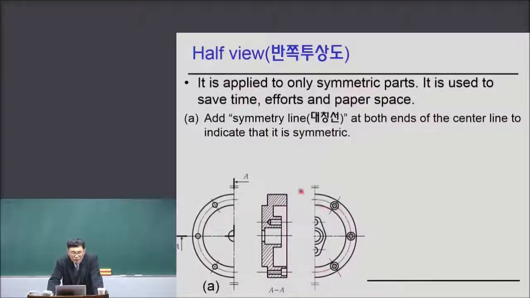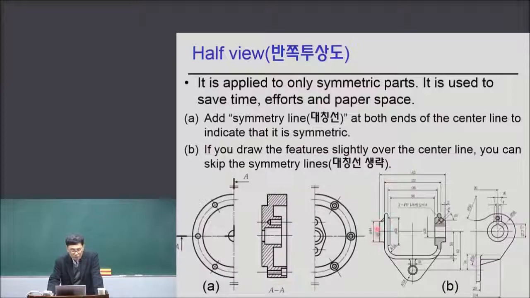And the right side, since it has a symmetric line, the other half is here. Okay, you understand that? All right. And if you draw the features slightly over the center line, then you can skip the symmetric lines.